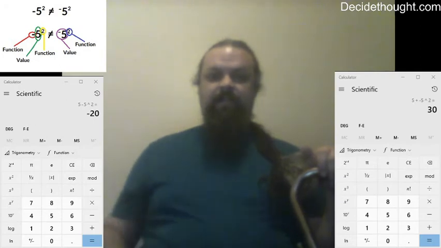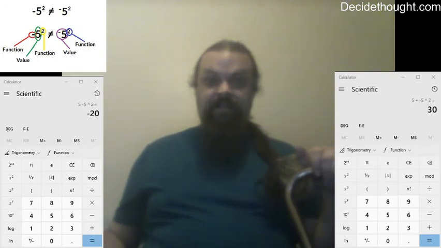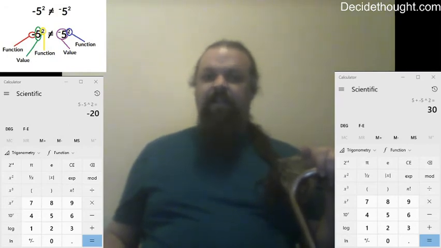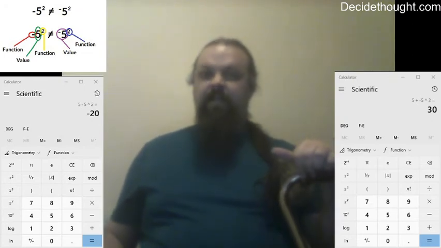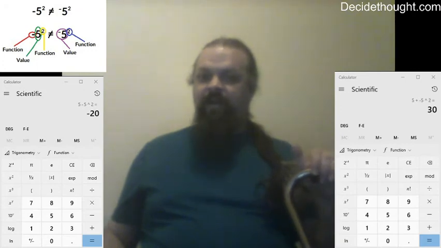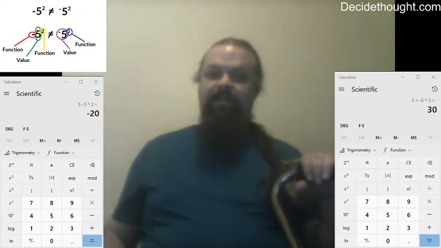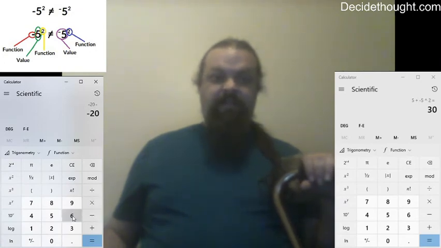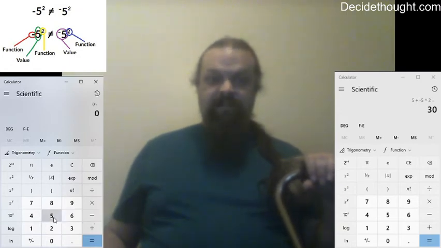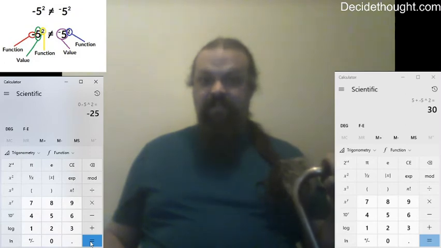That's because the formula on the left is a function, a value, then another function. This is saying the negative of 5 squared. This negative of 5 squared will give you the -25.